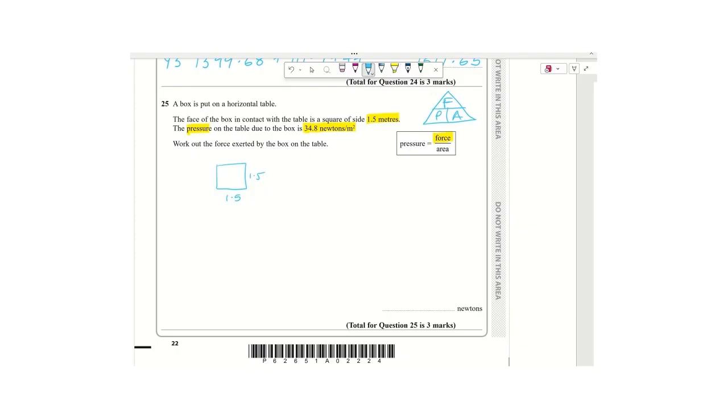So the first thing we actually have to do is find the area of the square, because we don't know that yet. So we know that to find the area of a square, we just times the 2 sides together. So 1.5 times 1.5, which will be 2.25 meters squared.